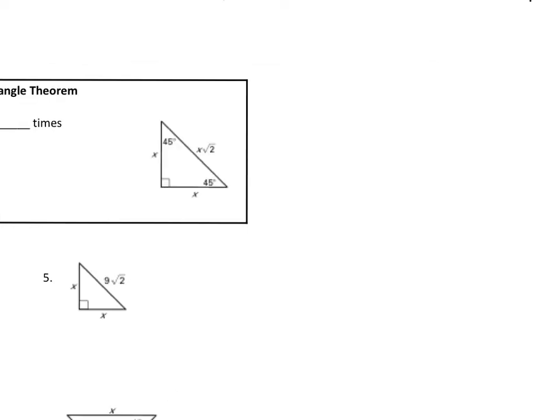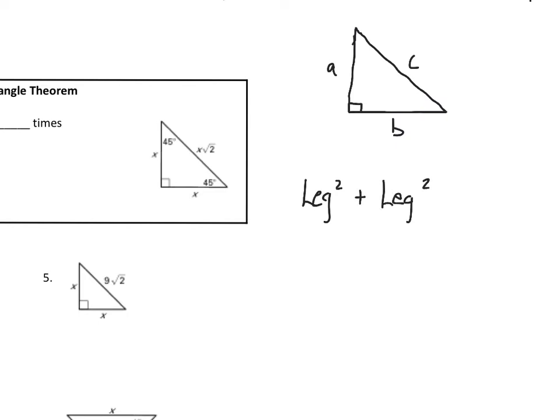So first let's just recall what we know about right triangles. Based on what we talked about before, I know that if I take a leg squared plus a leg squared, it's going to equal the hypotenuse squared. So in this case, C would be my hypotenuse, A and B would both be legs.